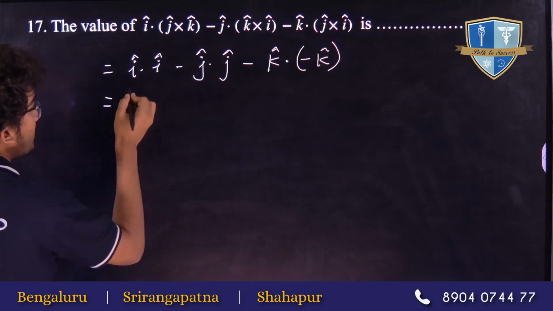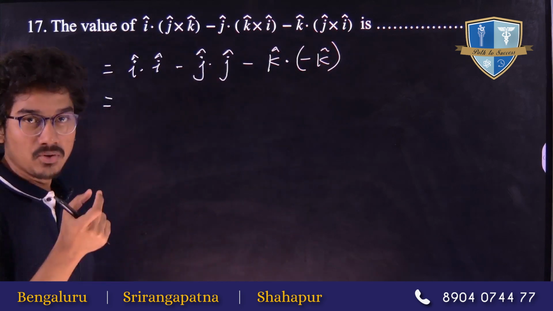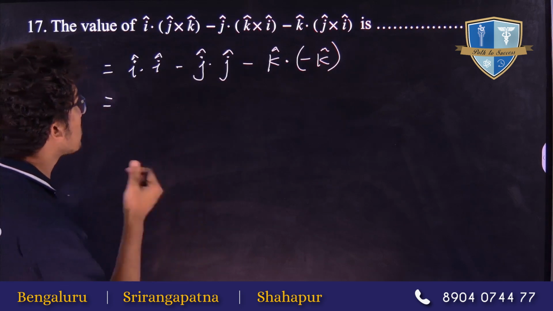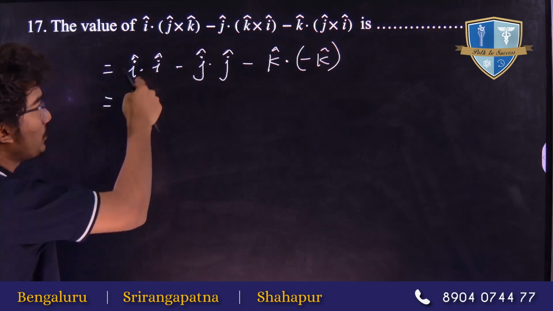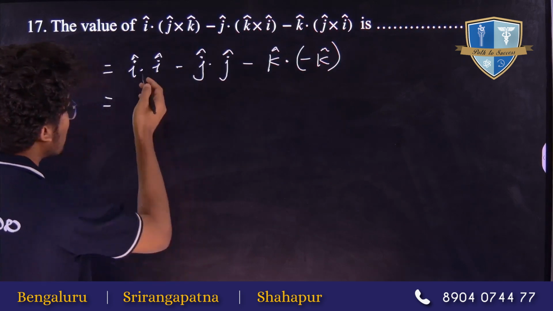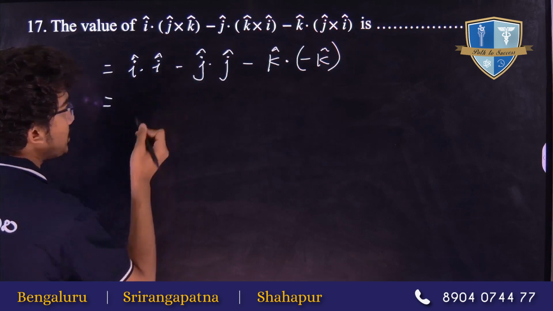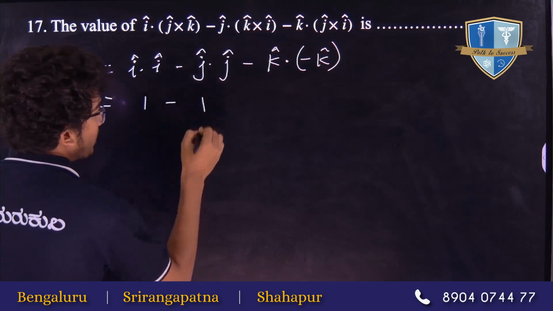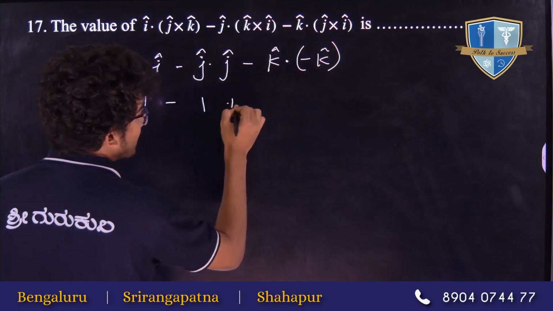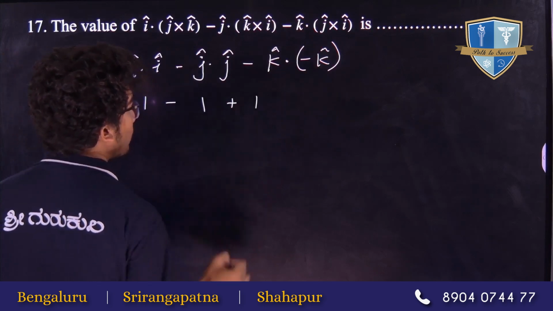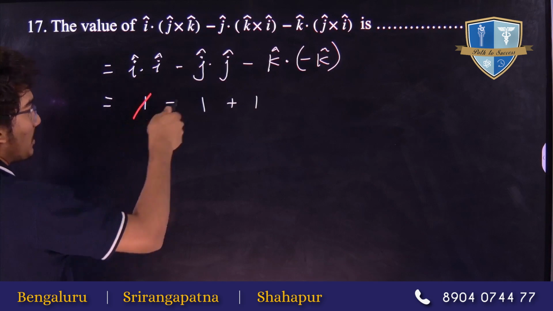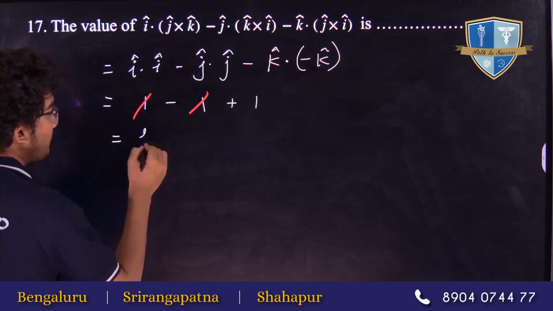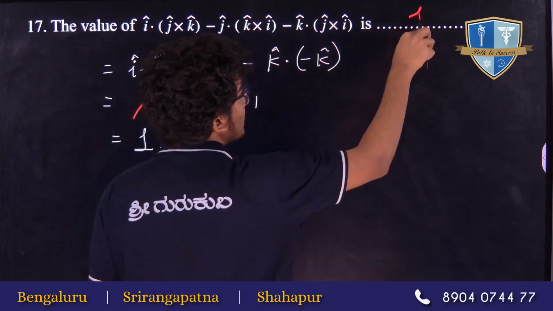So this i dot i will be the magnitude of i into cos of the angle between them, and the magnitude of unit vectors will be 1. So this will actually be the magnitude of i squared, which will be 1. So 1 minus 1 again, and minus will be plus, and k into k will be 1 again, correct. So plus 1 minus 1 will cancel out. Our correct answer will be 1. So the correct answer is 1.